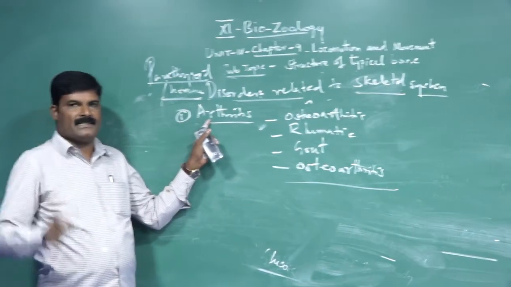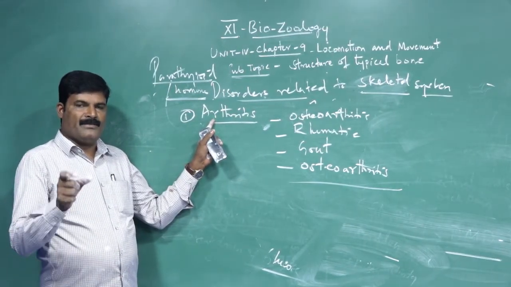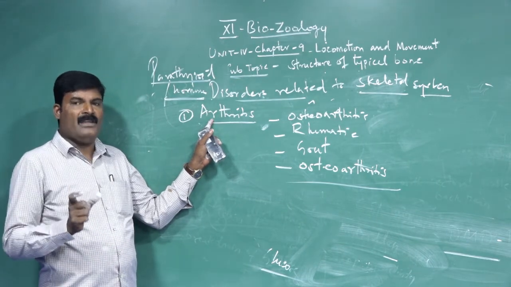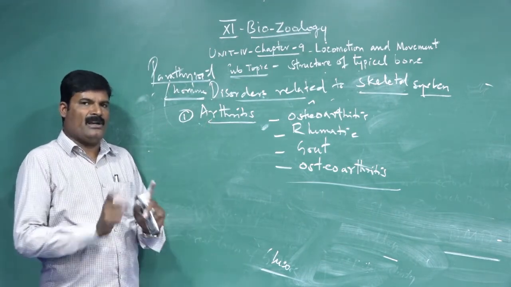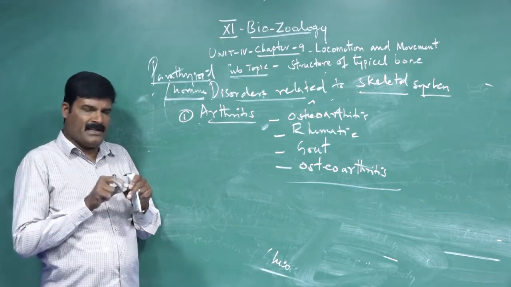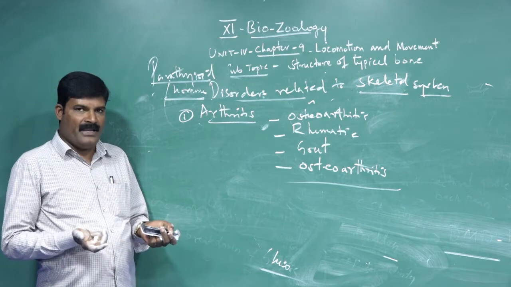What is arthritis? Arthritis means inflammation or a damaged condition of the joint, particularly at the joint. It may damage the synovial membrane at the joint or the synovial fluid.